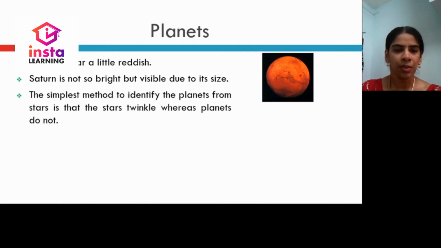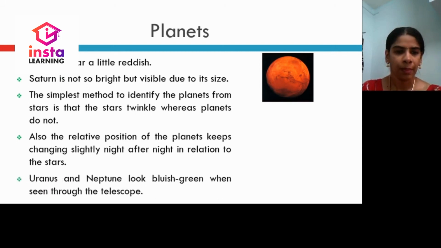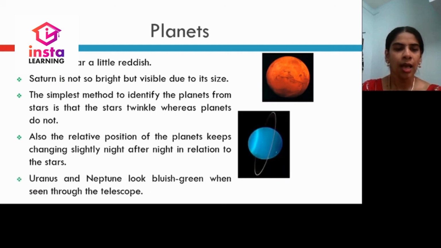The simplest method to identify the planets from the stars is that the stars twinkle whereas the planets do not twinkle. The relative position of the planets keeps changing slightly at night. Uranus and Neptune look bluish green when seen through the telescope.